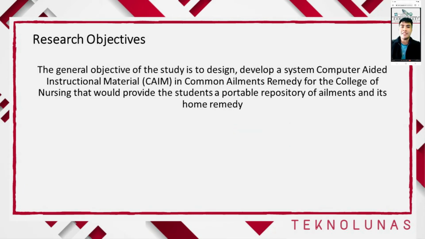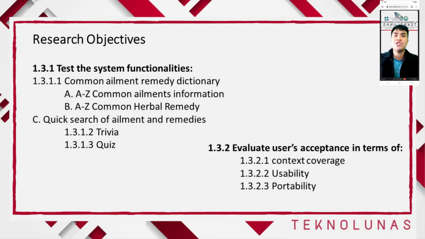The general objective of the study is to design and develop a system, computer-aided instructional materials in learning common ailments remedy for the College of Nursing that would provide the portable repository of ailments and their home remedy. Specifically, the researchers aim to test the system functionalities in terms of Common Ailments Remedy Dictionary, where A is A to Z common ailments information and B is A to Z common herbal remedy, where C is quick search of ailments and remedies, where 1.2 is trivia, 1.3 is quiz, and 1.3.2 to evaluate users' acceptance in terms of information quality, usability, and portability.